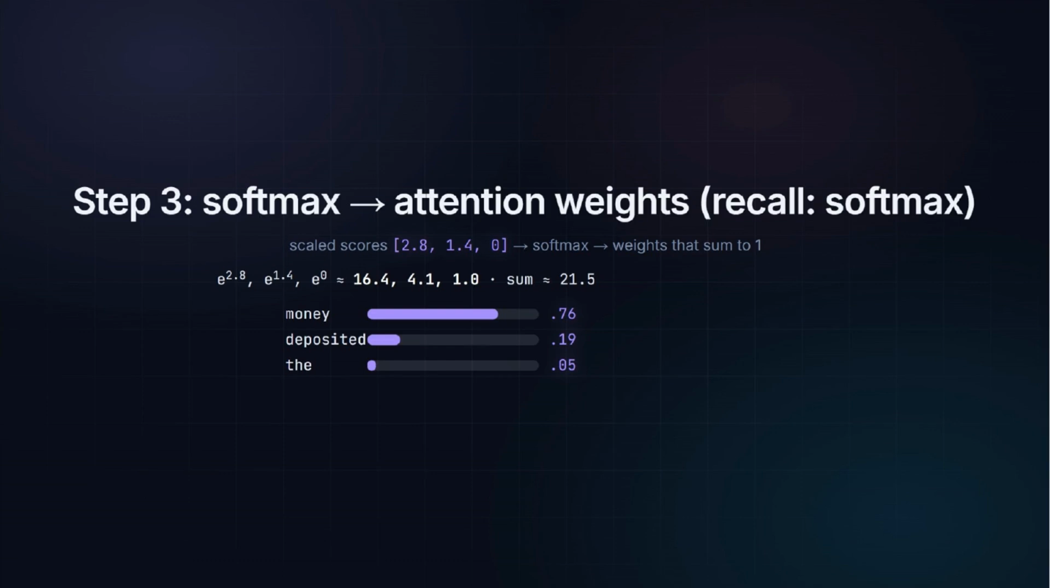Divide through and you get the weights: money 0.76, deposited 0.19, the 0.05. These are the attention weights. They tell us bank is going to be built from 76% money, 19% deposited, and a sliver of the. Softmax turned raw similarity into a recipe.